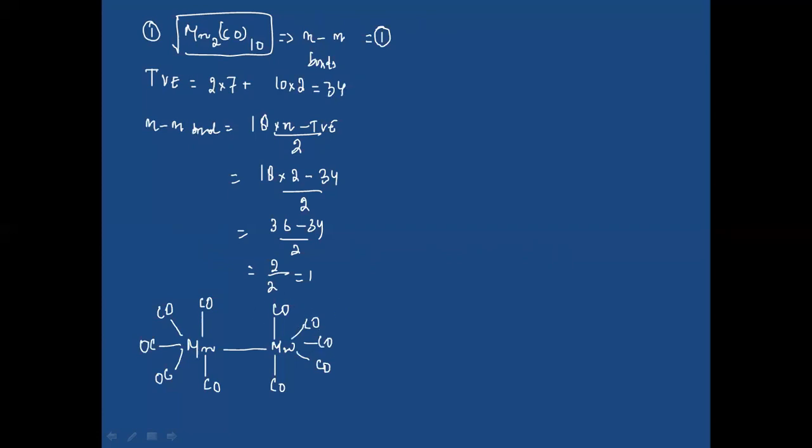There is one more category of carbonyls that is known as bridging carbonyl. We'll come to know about that. What is a bridging carbonyl? Let's take example number 7. This is a very important example. I am going to discuss the example of cobalt carbonyl, Co2(CO)8. This is also a very good example.